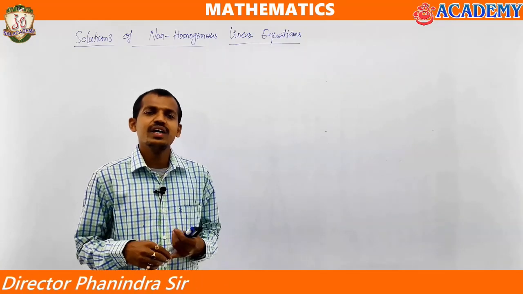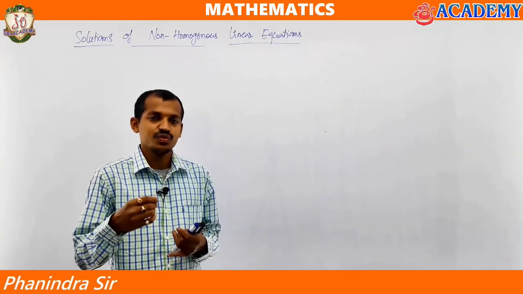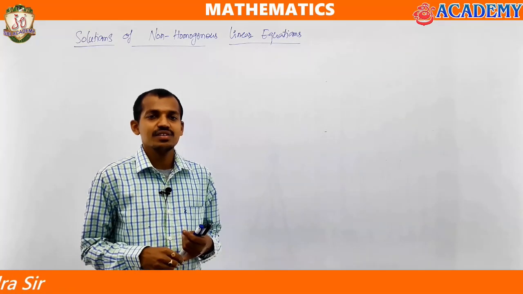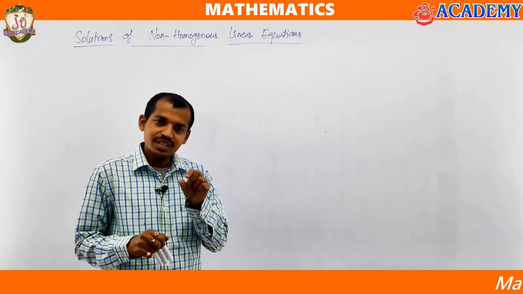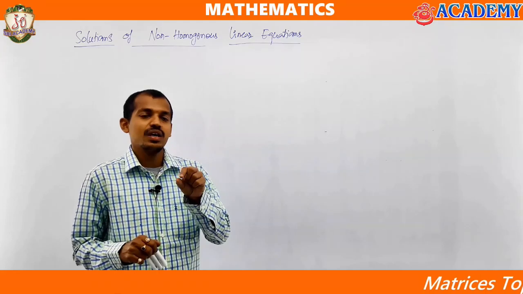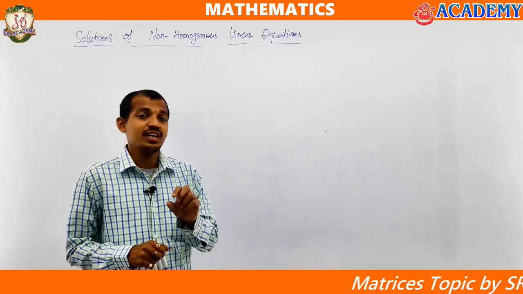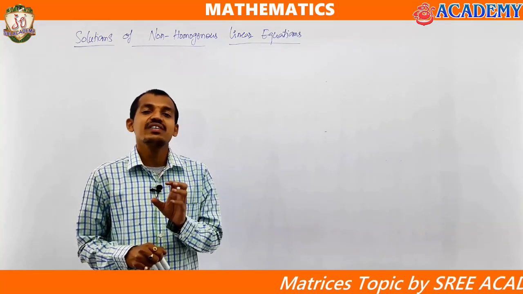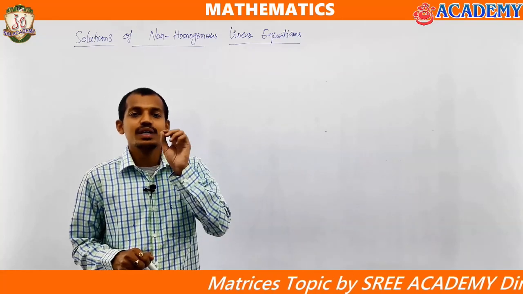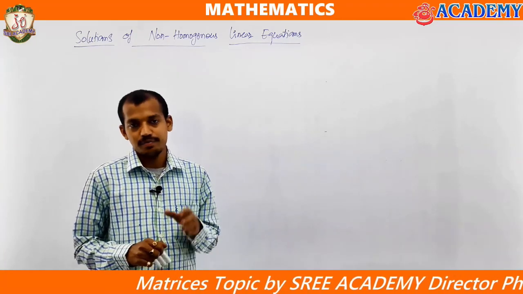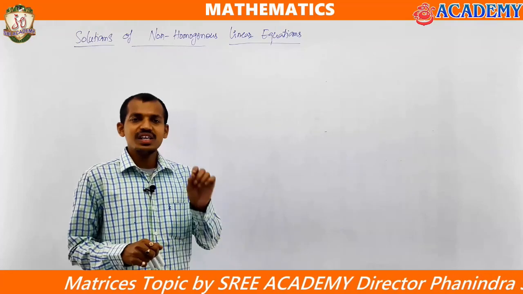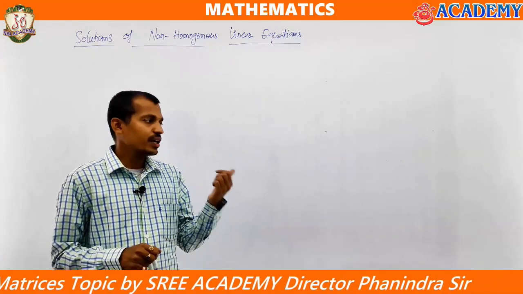Already we know how to find a solution for some equations. If two equations are given, we know how to find the solution. But the matrices concept that we learned, we are using here to find the solution of linear equations very easily. How to find it? What are the linear equations? How are we going about it?